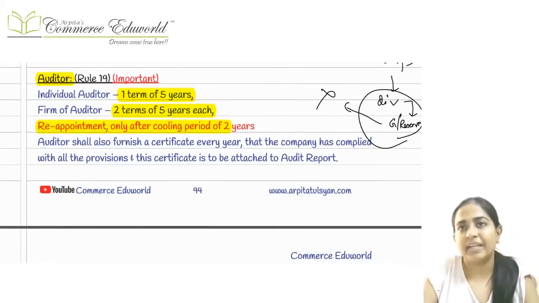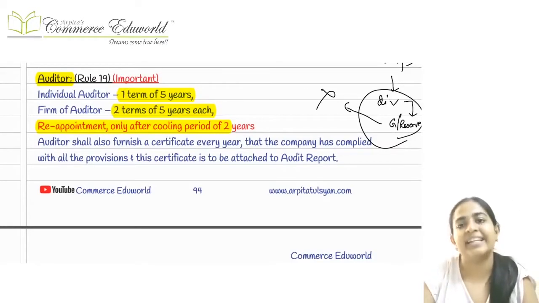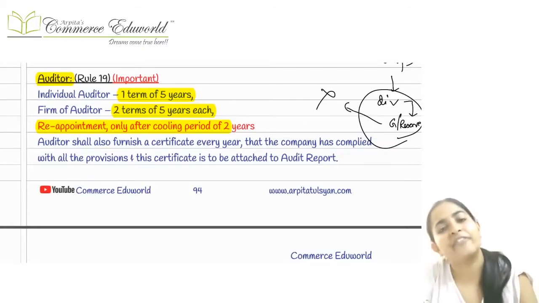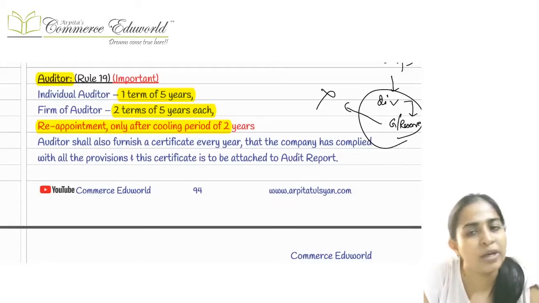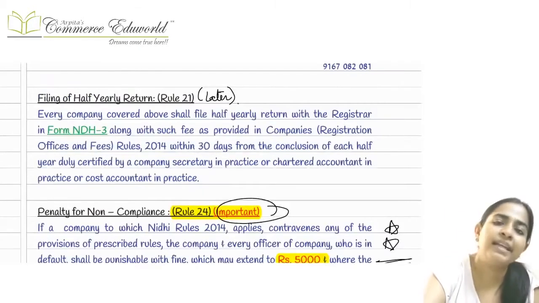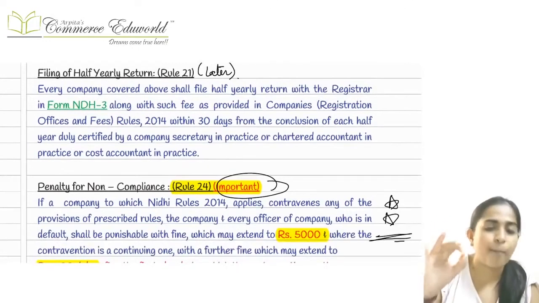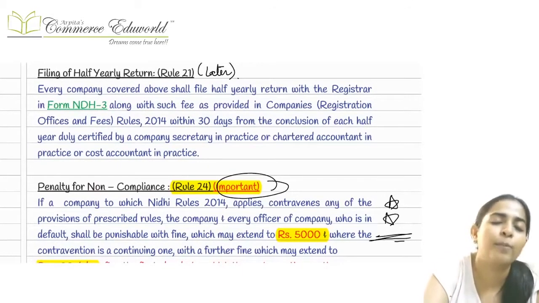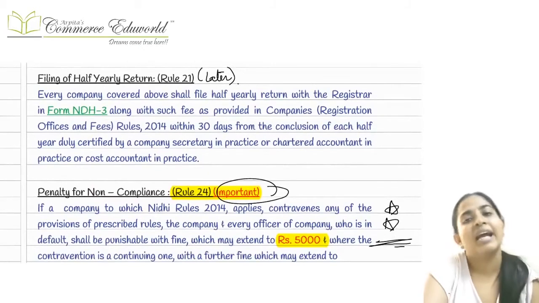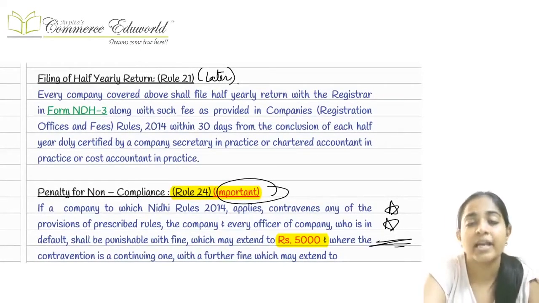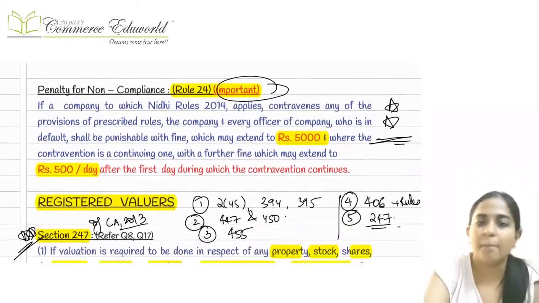In case of a Nidhi company, if an individual auditor is appointed, then his tenure will be 1 term of 5 years. Firm of auditors, 2 terms of 5 years. After that, if they want to get reappointed, there will be a cooling period of 2 years. Normally the auditor is going to submit his audit report, and in that there has to be a specific point that all the provisions relating to Nidhi have been complied. Just like the auditor is giving a certificate that all the provisions relating to Nidhi have been complied.